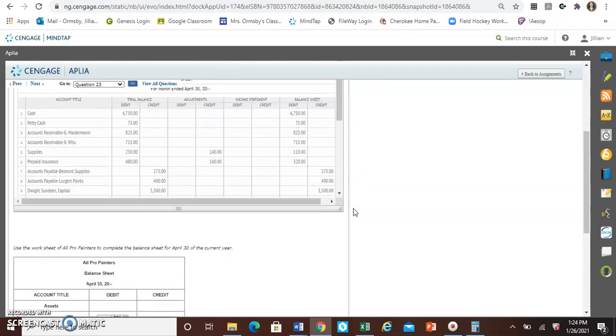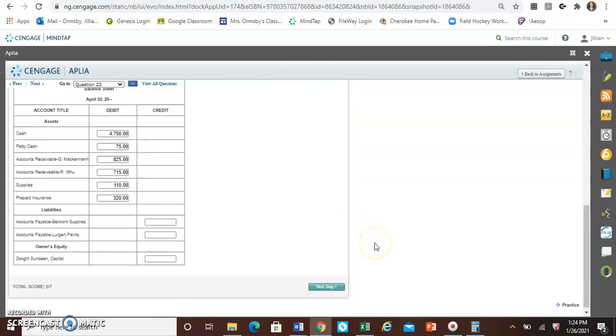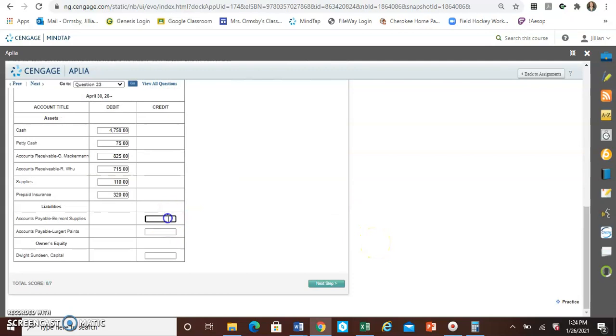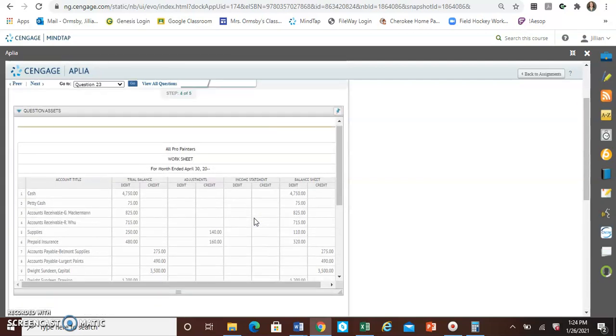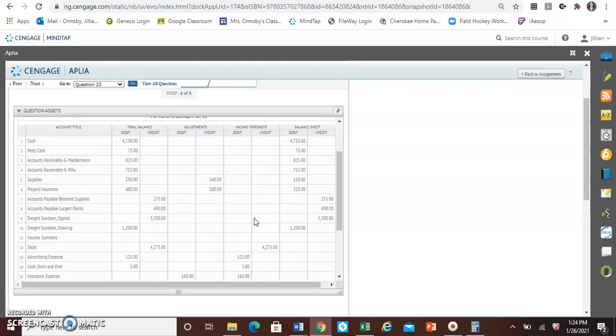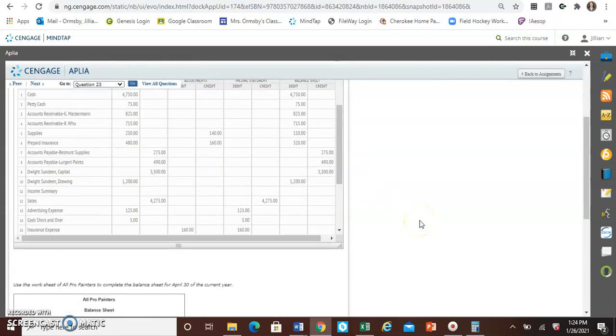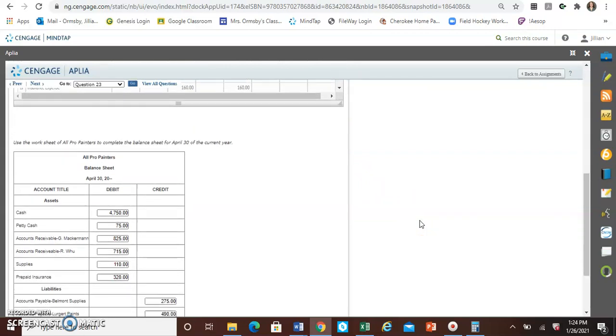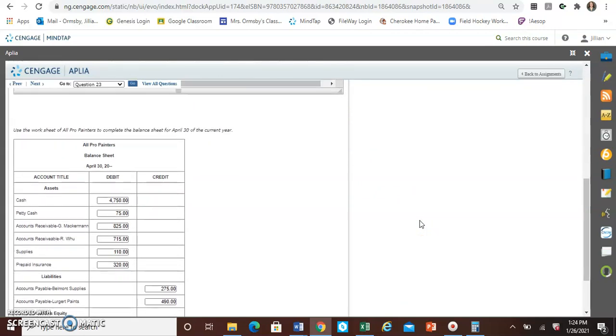Next, we take our liabilities. So our liabilities are 275 and 490. Just let me double check that. Okay, next we have our capital.